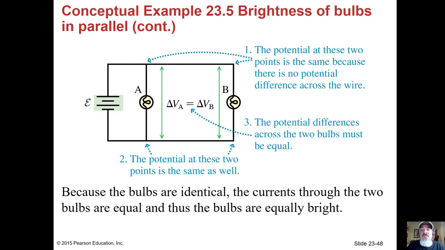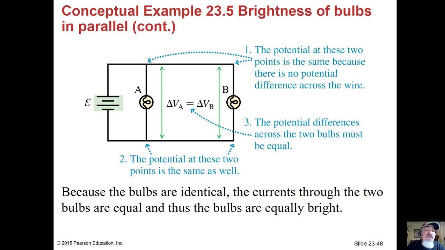Okay, so the potential difference at these 2 points is the same because there's no potential difference across the wire. So what it's saying here is this bulb looks like it's really far over here, but this wire doesn't have any resistance, this part here. So you can make that as big or as small as you want to. So these are going down the same hill, actually.